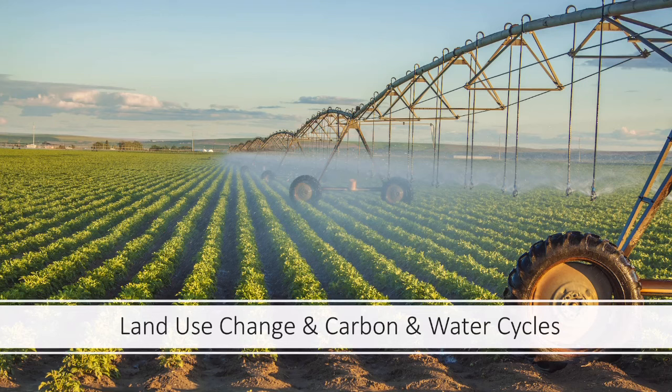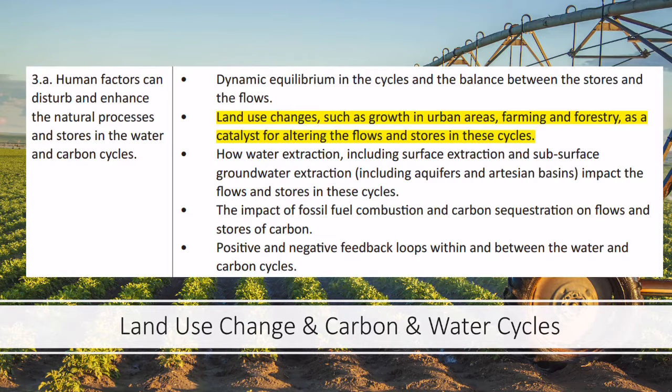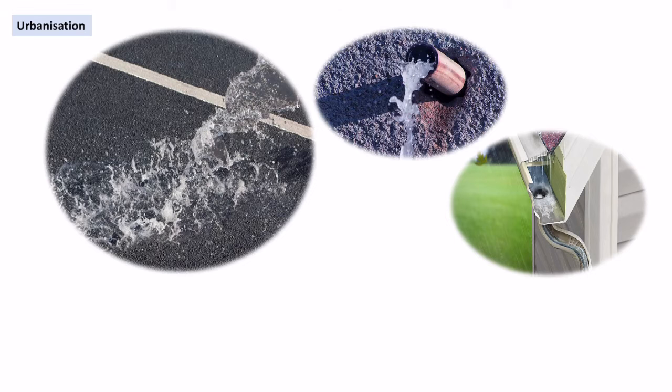In today's video, I'm going to talk about land use change and the effects that has on the carbon and water cycle. This is part of the OCR A-Level Geography Spec 3.A. First of all, I'm going to look at urbanisation and the impact that will have on the water cycle.